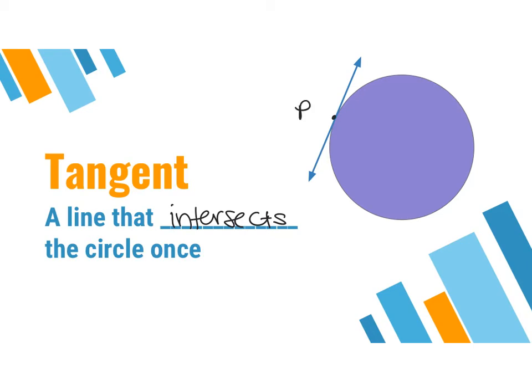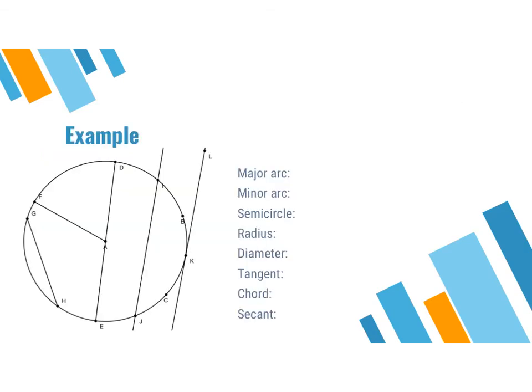If this was P and this was L, I would say, hey, this is a tangent line, or I would say line PL is tangent to such and such circle. Okay, but again, I write about it just like I do when I'm writing about lines.